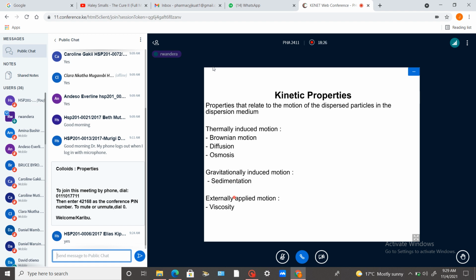Last but not least, we have what we call externally applied motions, and this will arise due to the resistance to flow of your colloidal dispersion. As a result, this is what we refer to as viscosity, resistance to flow of a liquid due to an applied external stress, or external force rather.